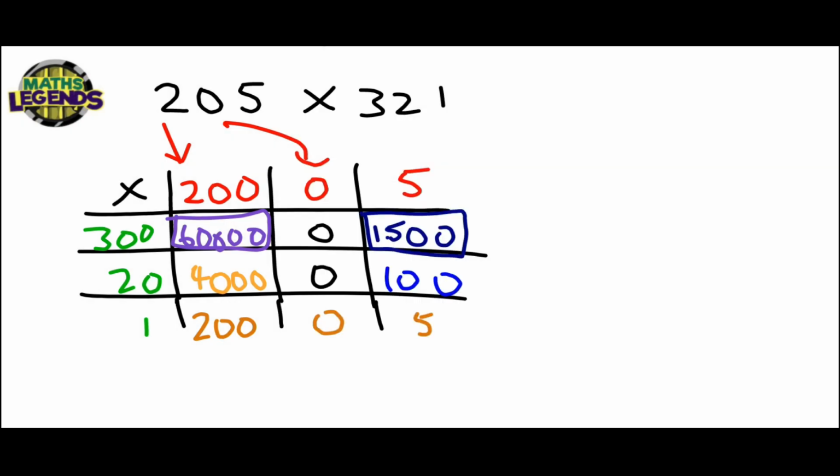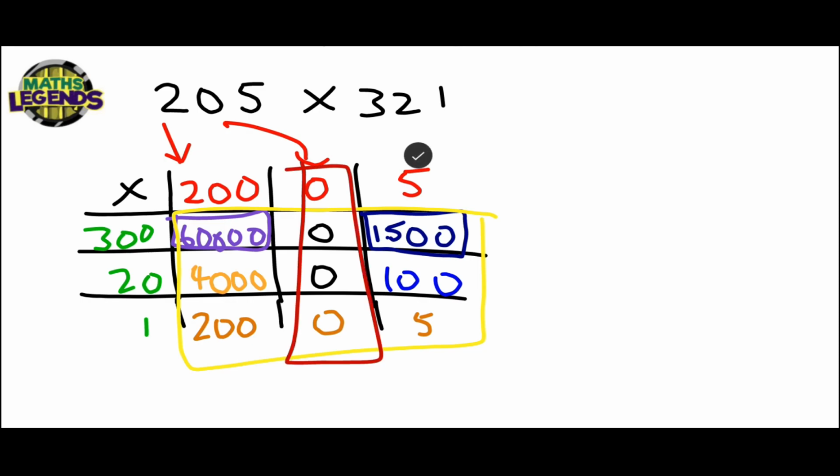And then we will add all the numbers we have just calculated in the middle, the ones highlighted in yellow, and we will get our answer. Now remember I said that this middle column is not needed. It's because when you add up zeros, it's not going to change the answer. So this column was not needed. So let's add up the numbers we have.